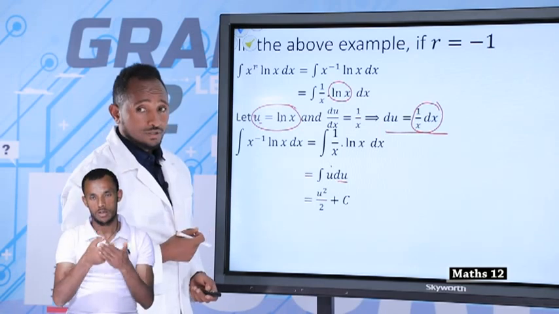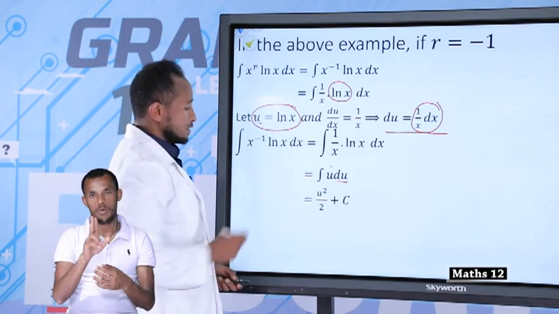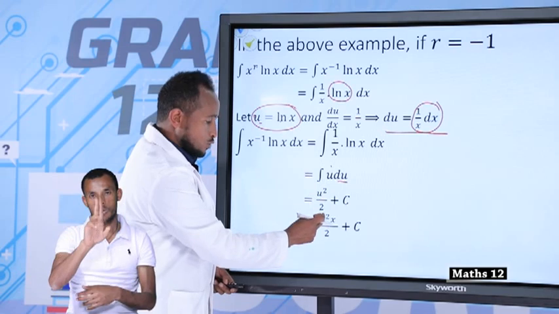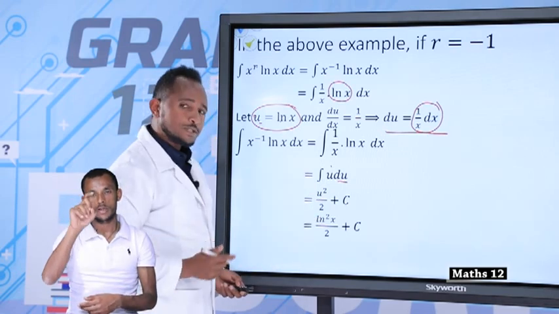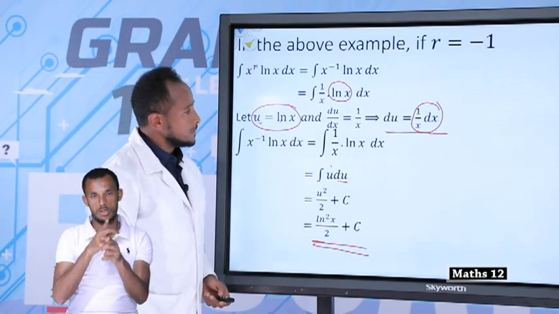But this is not the final answer. You have to substitute the value of u. The value of u is ln x. So when you substitute the value of u, you get ln squared x over 2 plus some constant c. So this is the final answer.